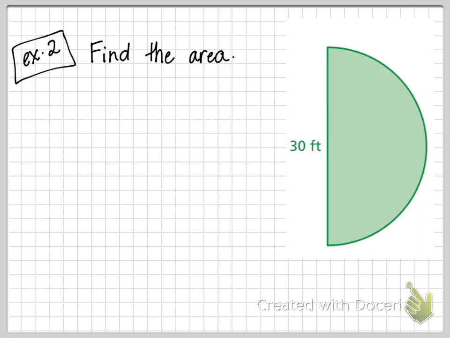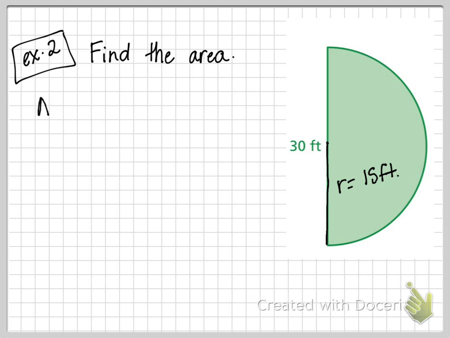All right, for example, find the area. Here's a semicircle. This 30 feet tells us that that is the diameter of this semicircle. So what we need for area is just a radius, which would be half that diameter. So our radius is 15 feet.